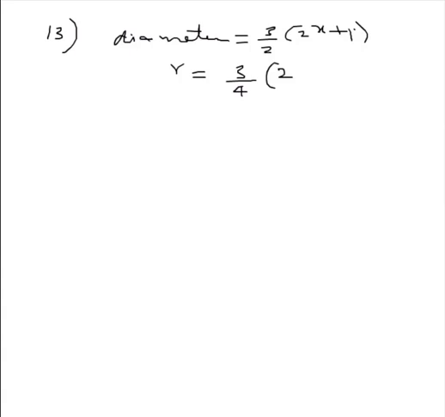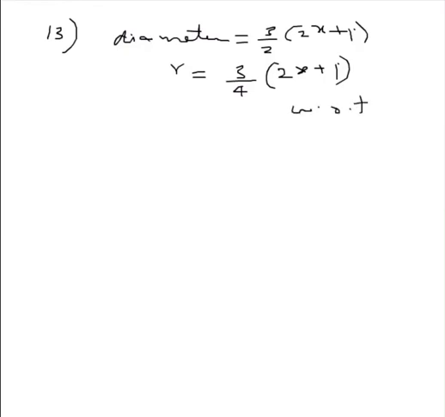Question 13. A balloon which always remains spherical has a variable diameter. The given quantity is a diameter, so we can find the radius. The radius will be the diameter divided by 2, so it becomes 3 by 4 times (2x plus 1). Find the rate of change of its volume with respect to x.